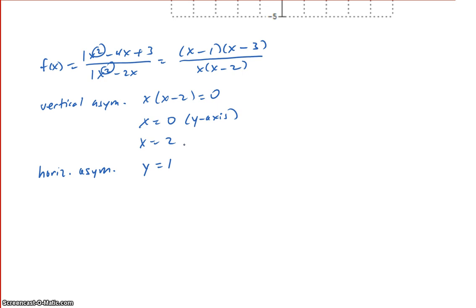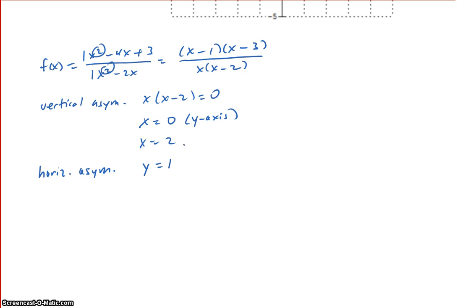And since there's a horizontal asymptote, there can't be a slant asymptote. Indeed, slant asymptotes only occur when the degree of the numerator is 1 greater than that of the denominator, and obviously that is not happening in this case. So we've taken care of vertical asymptotes, horizontal asymptotes.